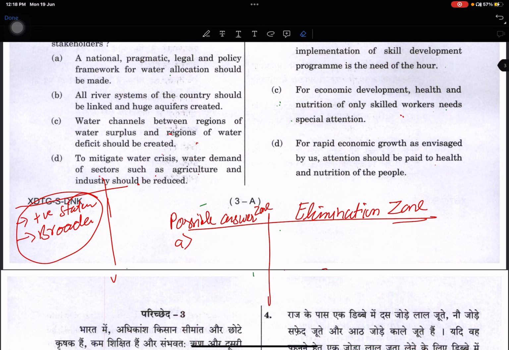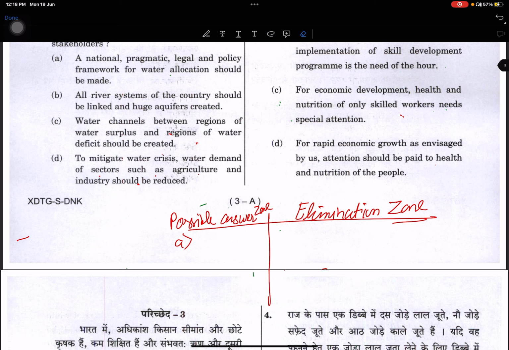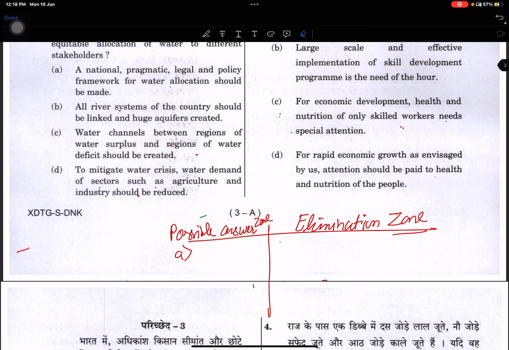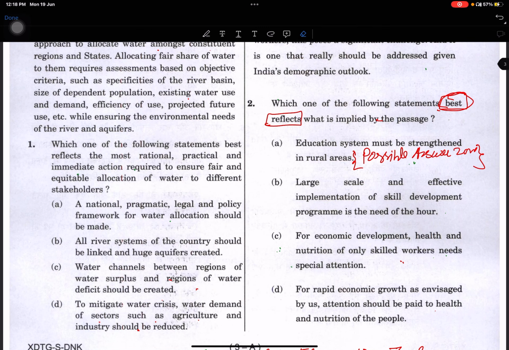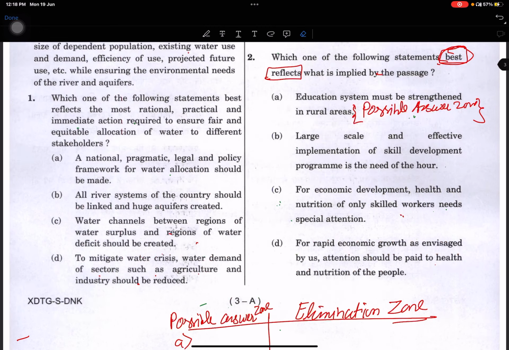I'm going to explain this more, and you will be able to better understand which options should be kept in the possible answer zone or elimination zone after solving more passages. So just forget about this. Just use common sense and general GS knowledge to do this exercise.